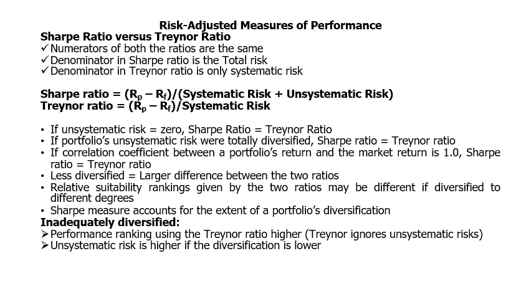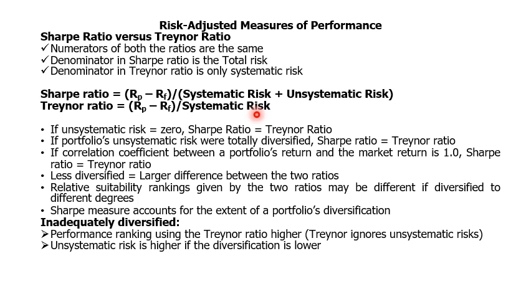Let's compare the two ratios. We know that the numerators of both the ratios are the same. The portfolio risk premium or the excess return over the risk-free rate. The denominator in the Sharpe ratio is the total risk, which is equal to the systematic plus the unsystematic risk. And the denominator in the Treynor ratio is only the systematic risk. We can rewrite the formulas for the two ratios as follows. Sharpe ratio is equal to Rp minus Rf divided by systematic plus unsystematic risk, and Treynor ratio is Rp minus Rf divided by only the systematic risk.